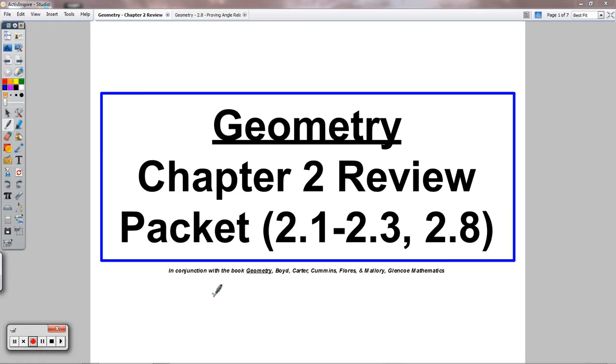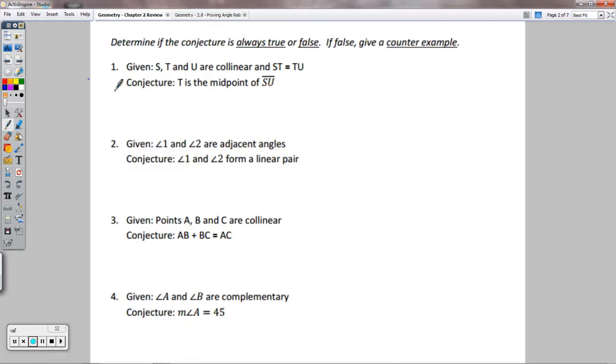Welcome, geometry students, to the Chapter 2 review packet as we prepare for our quiz, if you're one of my students covering these lessons, 2.1 to 2.3, and then a little bit from 2.8. So let's jump right into it here.